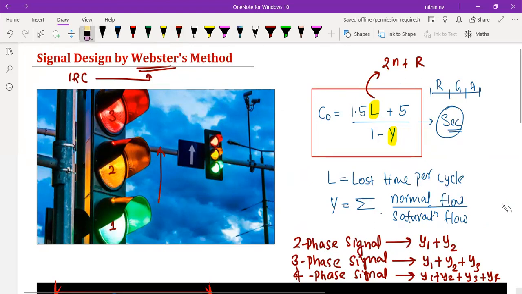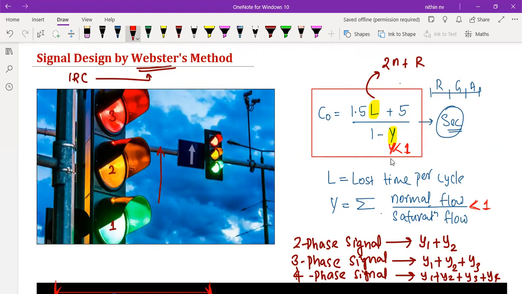Okay, for 1 mark. Always saturation flow will be greater than normal flow, so that it's always going to be less than 1. Similarly, all these critical ratios which are less than 1, if you are adding, then you are getting capital Y. No, this capital Y also will be always less than 1. That's it. So both these small y and capital Y will be less than 1. That also can be asked sometimes. Okay, so these are the points that you need to keep in mind.